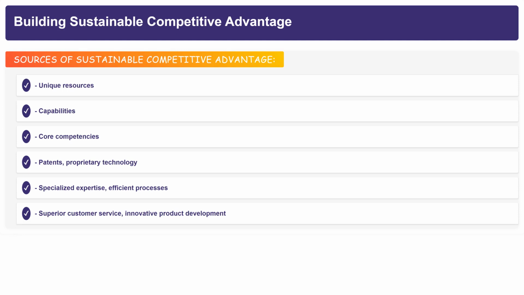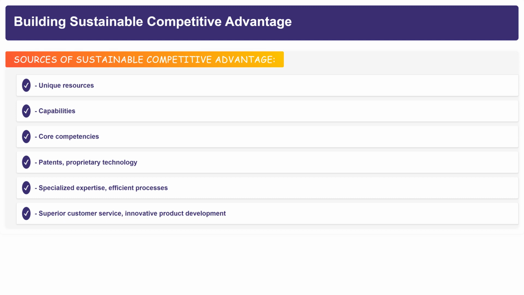In this segment, we will identify the key drivers of sustainable competitive advantage and how organizations can leverage their unique resources and capabilities. The sources of sustainable competitive advantage include unique resources, capabilities, and core competencies. Unique resources refer to assets or factors that are not easily replicated or obtained by competitors.